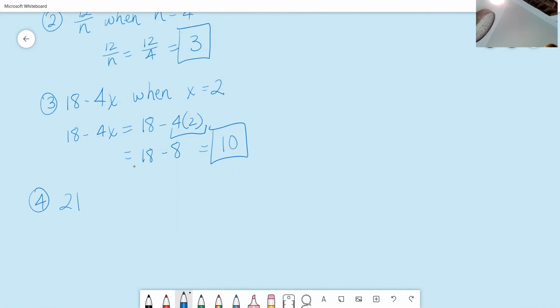Number 4, 21 minus y over 9 when y equals 36.